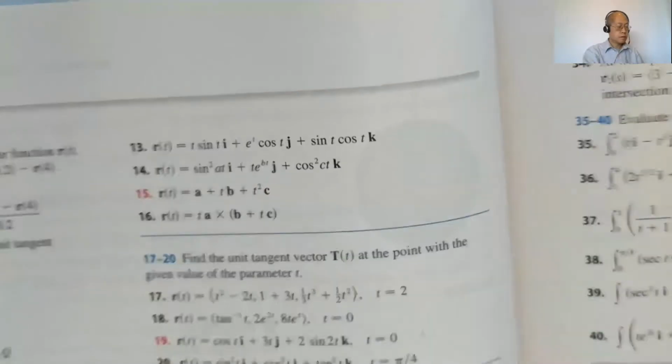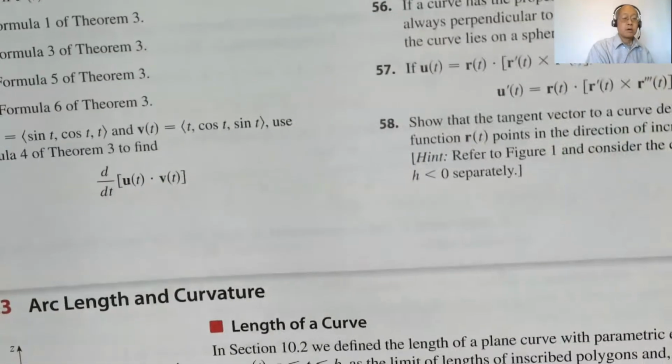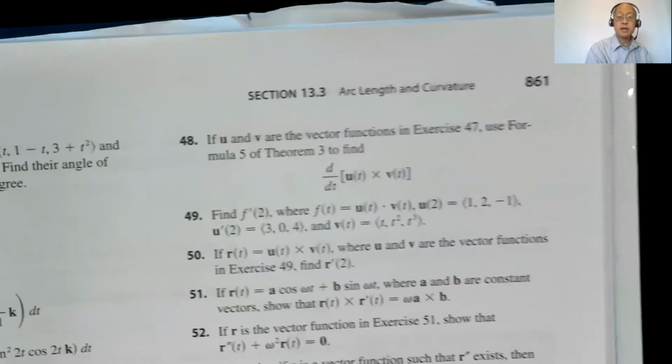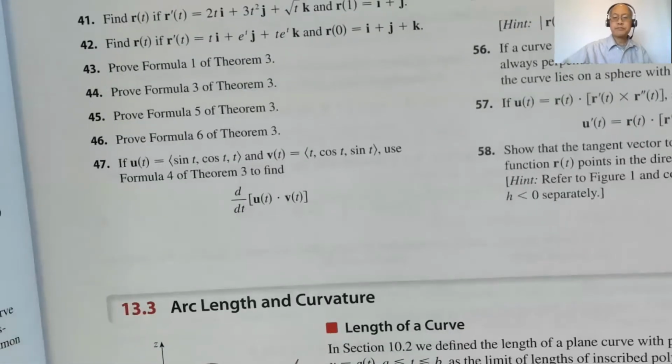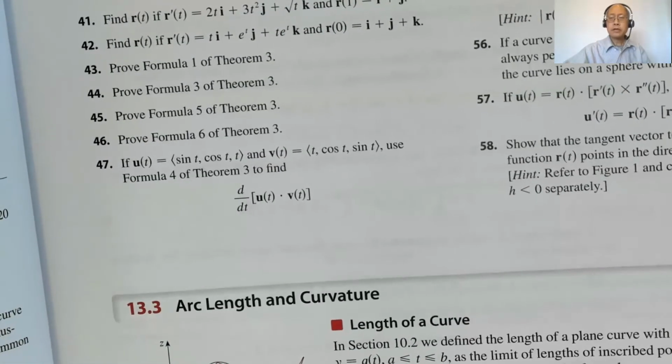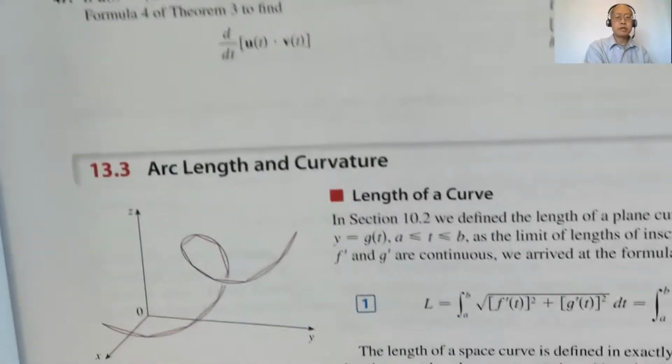This is section 13.3 on arc length and curvature. All right, so we're on page 861, it looks like. So arc length, similar idea to what happened in 2 dimensions.